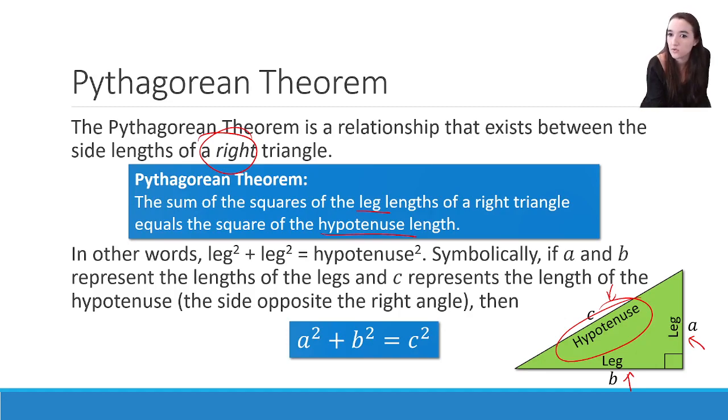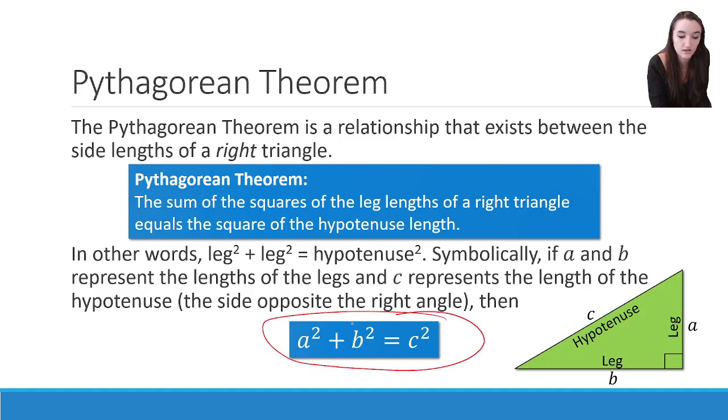The leg and leg we don't really care much about. They're just the two legs, right? Now, in other words, we could say that the sum of the squares would be leg squared plus leg squared should equal hypotenuse squared. Symbolically, if A and B represent the lengths of the legs and C represents the length of the hypotenuse, then we write this as A squared plus B squared equals C squared, which if you've ever taken a geometry class in the past, you've probably heard this one before.